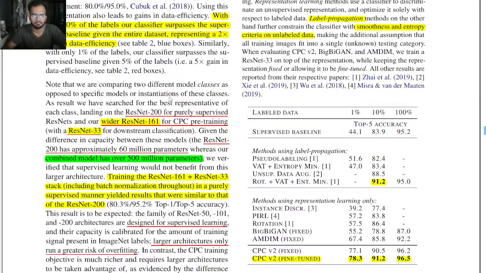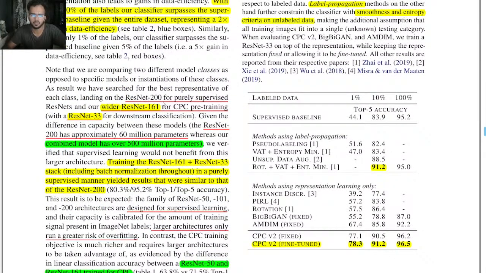Now they mention that they use ResNet 200 for the purely supervised ResNet. They tried different models, but ResNet 200 performed the best. And their ResNet 161 CPC was pre-trained, and ResNet 33 was used for downstream classification. Now they compare the number of parameters here.